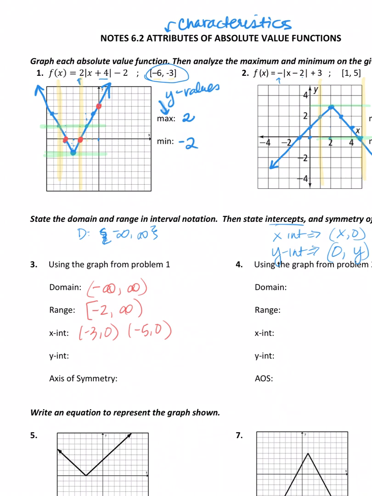And what value is that? 1, 2, 3, 4, 5. At (0, 5), there's my y-intercept.